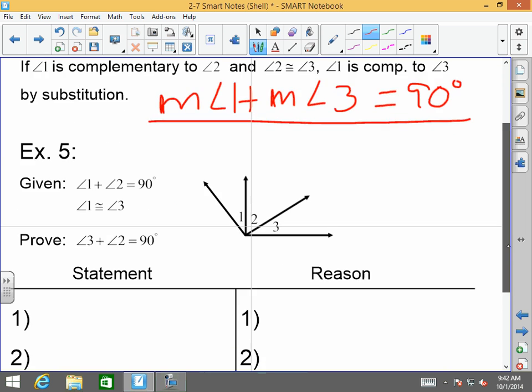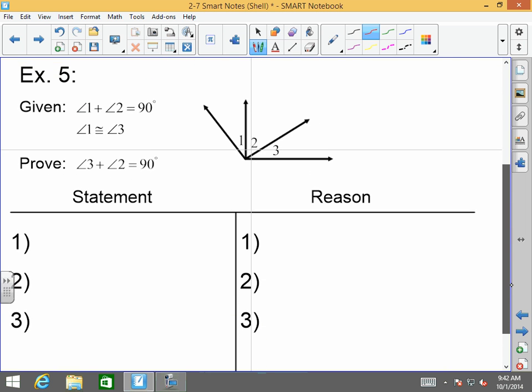Let's do another proof. Example 5. The measure of angle 1, or I kind of messed up there, guys. Because we're dealing with numerical values, I should have put the measure of angle 1 plus the measure of angle 2. I apologize. Equals 90 degrees. Okay? So I know those two are going to be complementary. And I'm telling you that angle 1 is congruent to angle 3. I want to prove that, my bad, the measure of angle 3 plus the measure of angle 2 is 90 degrees.